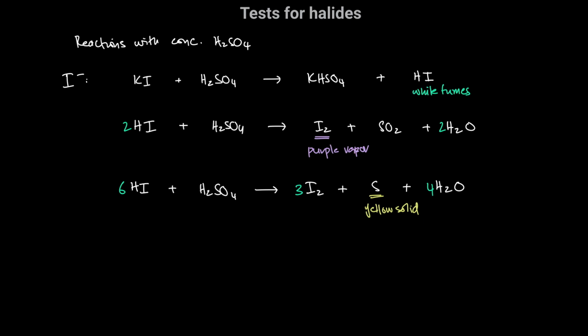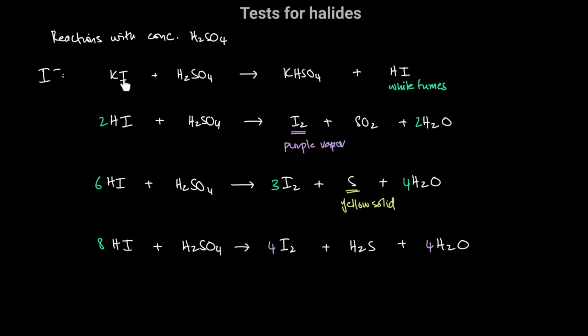Now hydrogen iodide can reduce sulfuric acid even further. So hydrogen iodide can react with sulfuric acid to form iodine, hydrogen sulfide, and H2O. And here we have 8 hydrogen iodides reacting with one sulfuric acid. So for every 1 mole of sulfuric acid, you're going to have 8 moles of hydrogen iodide reacting, and you're going to have 4I2 and 4H2O.